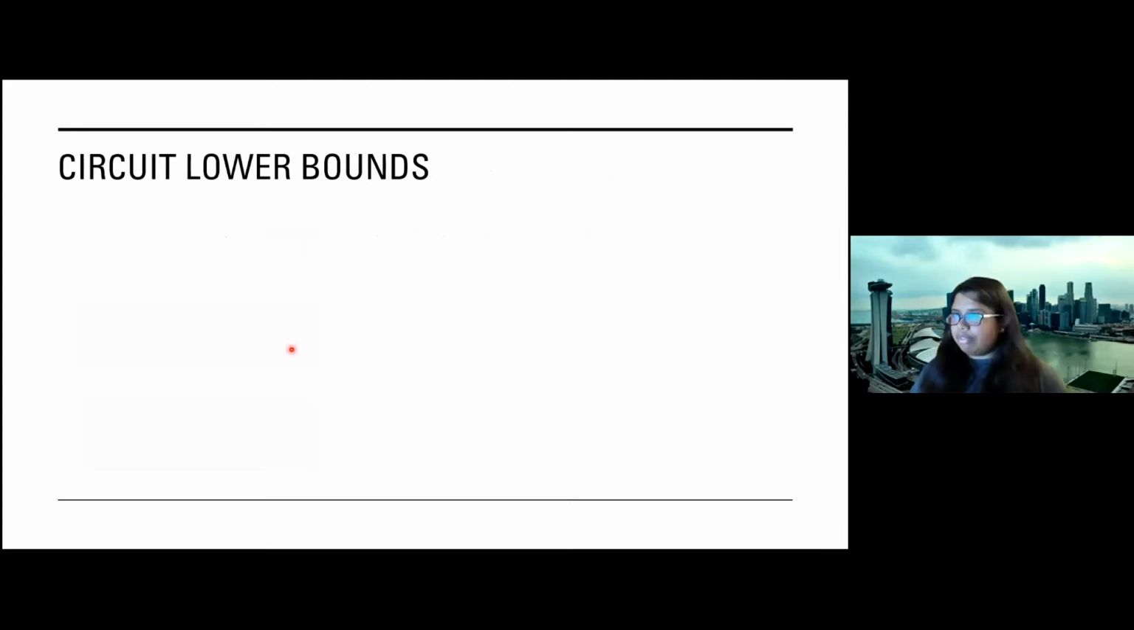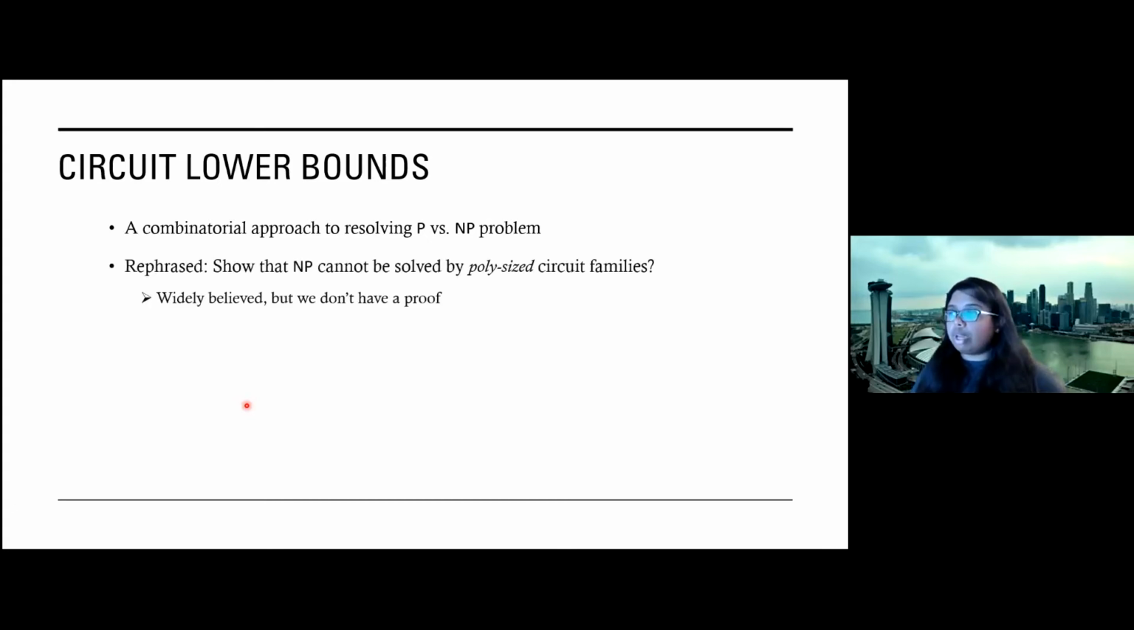As with pretty much everything in complexity theory, it always boils down to resolving the P versus NP question. And this can be viewed as a combinatorial approach to trying to answer this. What does that mean? Well, I can rephrase the question slightly to say that maybe now I want to show that NP cannot be solved by any polynomially sized circuit family, whether uniform or non-uniform, right? Well, I guess we all widely believe this, and if that were the case, we can show consequences like the polynomial hierarchy collapsing and so on, but we still don't have an explicit proof for this.